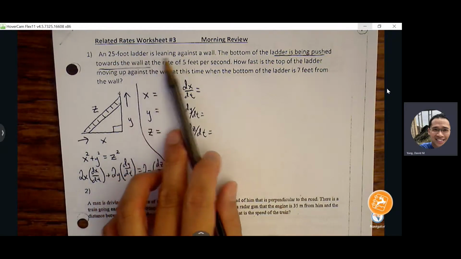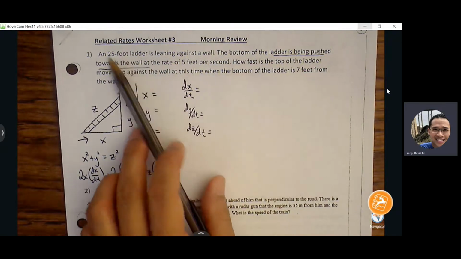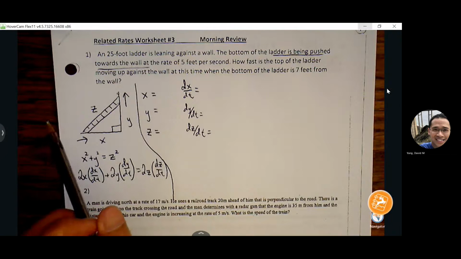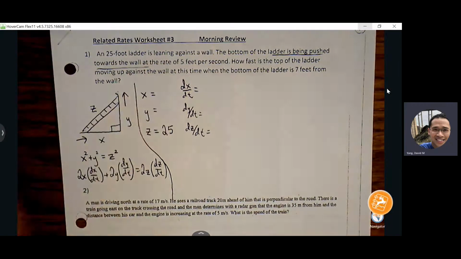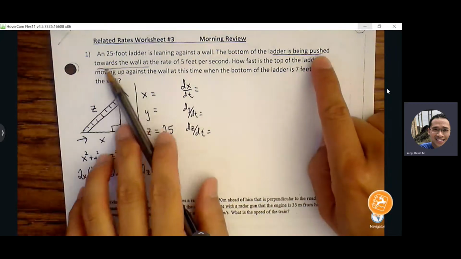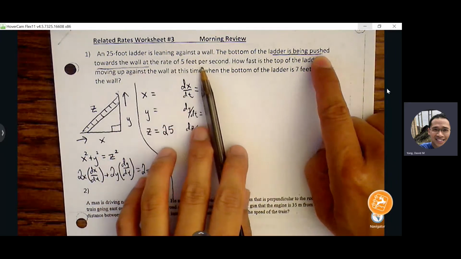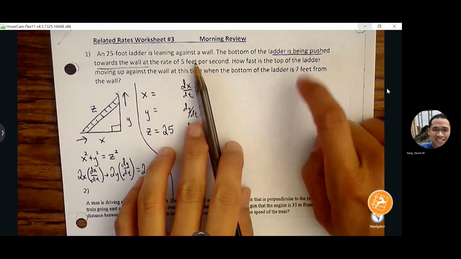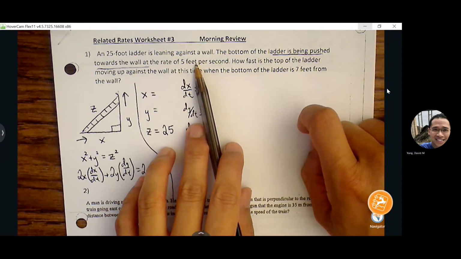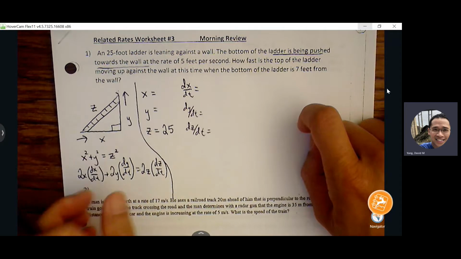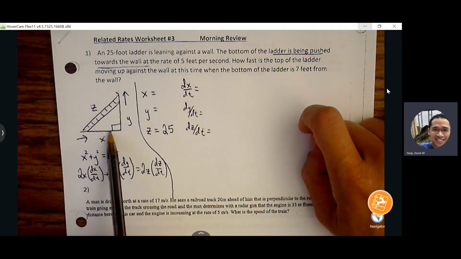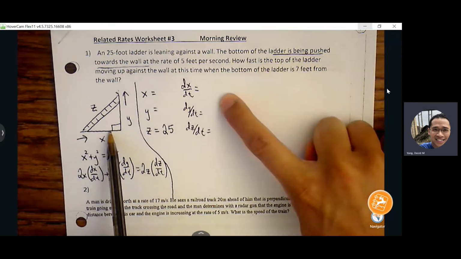Okay, a 25-foot ladder leaning up against the wall. Where can we put that 25? Z, right? Yeah, the length of the ladder. The bottom of the ladder is being pushed towards the wall at a rate of 5 feet per second. What is that referring to? Good, you're right. It's being pushed towards the wall. That's causing the base of the triangle to be decreasing over time. So -5 for dx/dt.